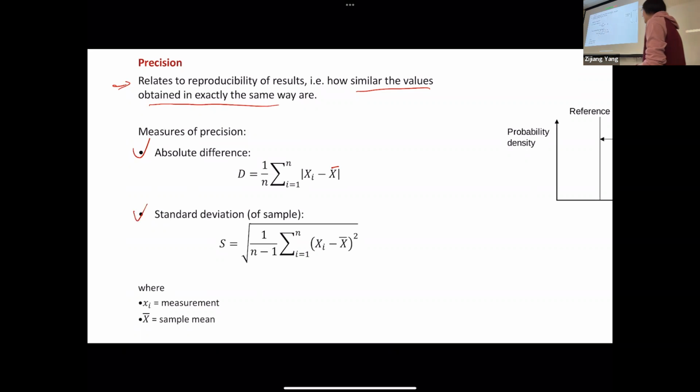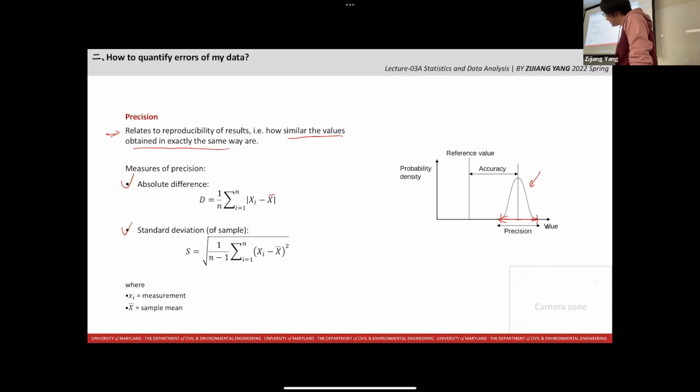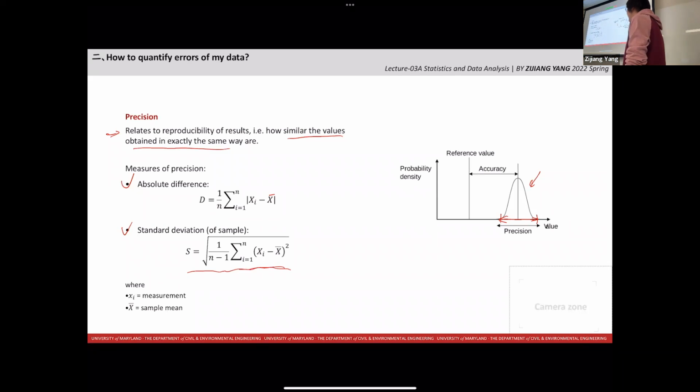But more frequently, we are using the standard deviation, or the full name is standard deviation of sample. And the formula of the sample standard deviation is like this. And again, they just calculate the average of the square of their difference. But note that this is n-1 instead of n. So I think when we are learning, like when I was taking the statistics class when I was young, I was confused why here is an n-1 instead of n.